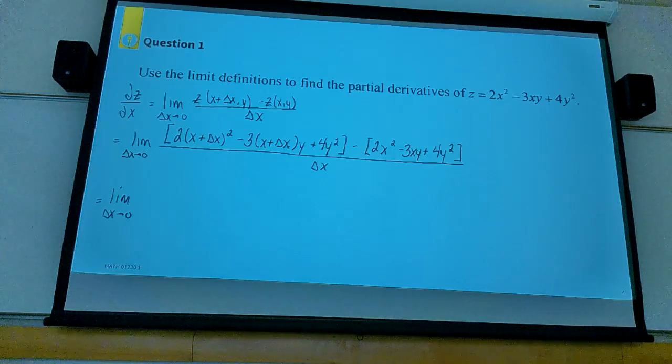Now expand it out. 2x squared plus 4x delta x plus 2 times delta x squared minus 3xy minus 3 delta x y plus 4y squared. Distribute that negative through the second term.